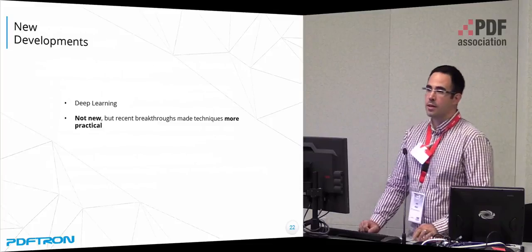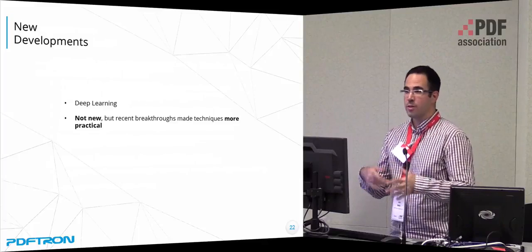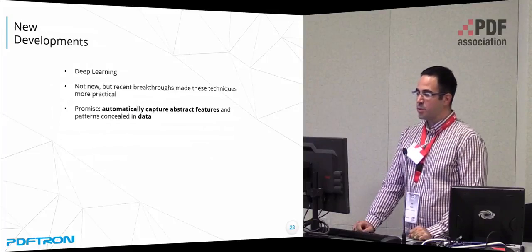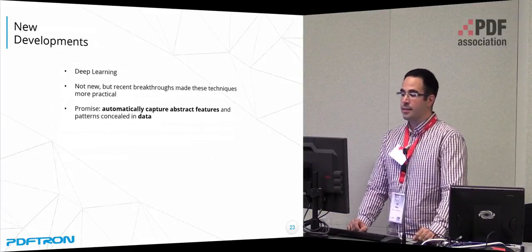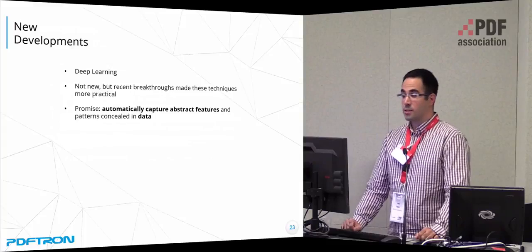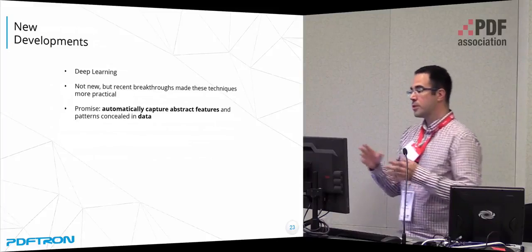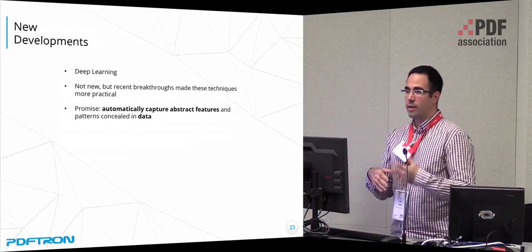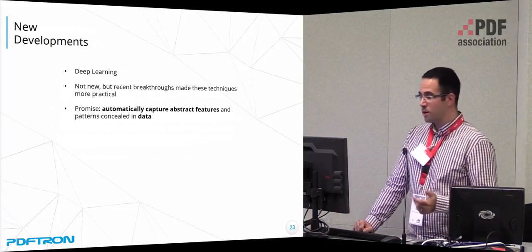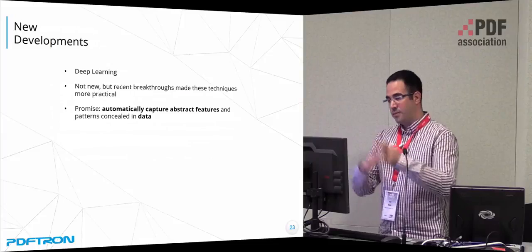For example, in terms of the amount of training data required to train multi-layer networks, and the computational cost required to train the network. So in general, the promise of these models is that basically they can capture abstract features and patterns concealed in the data for us. In our case, that would be semantic structure information. So the focus is now shifting from us trying to explicitly encode all the rules of document understanding, most of which we are not even aware of, to letting machines figure out the patterns in the data and then figuring out the structure.